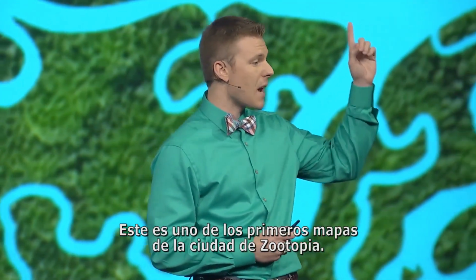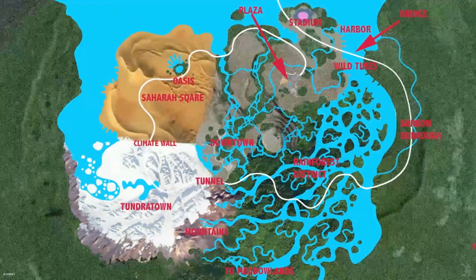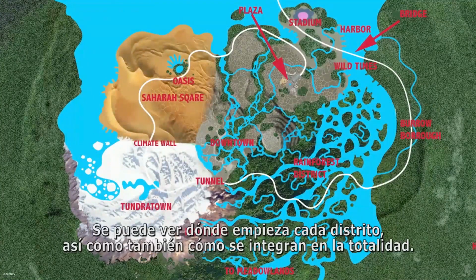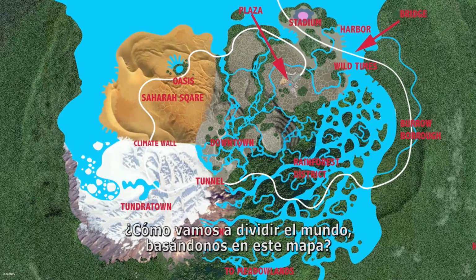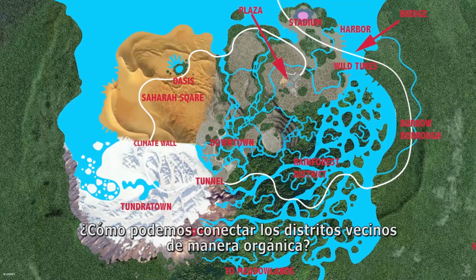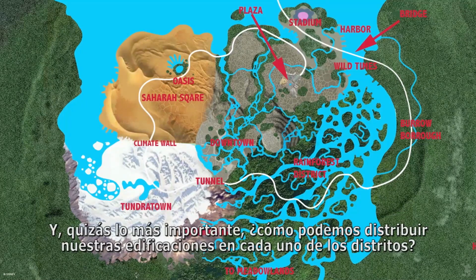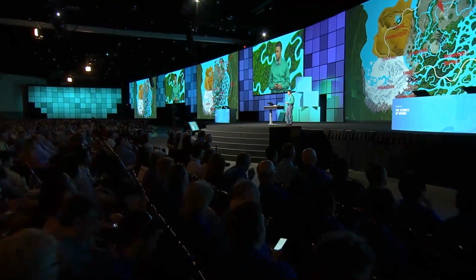This is one of the earliest maps of the city of Zootopia. You can see the beginnings of each district, as well as how it fits together into the whole. And looking at this map, we had to ask ourselves a few questions. How are we going to divide up the world based on this map? How can we connect neighboring districts together in an organic way? And perhaps most importantly, how can we distribute our buildings in each of these districts?